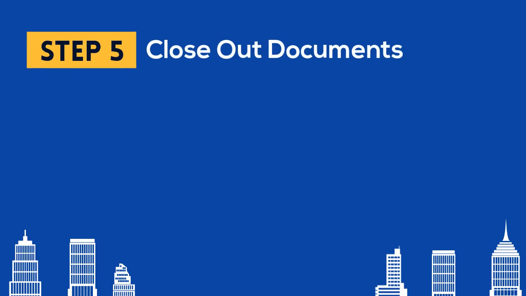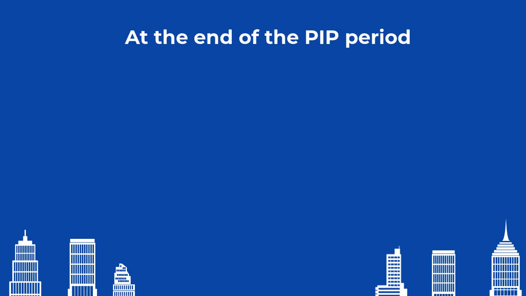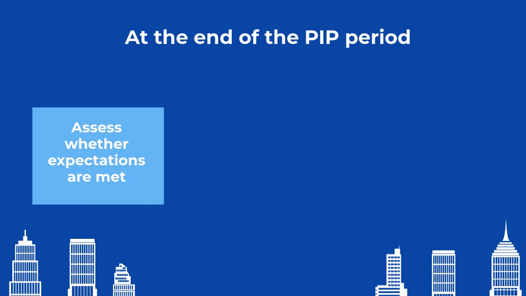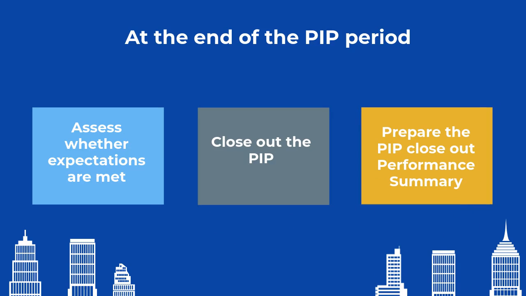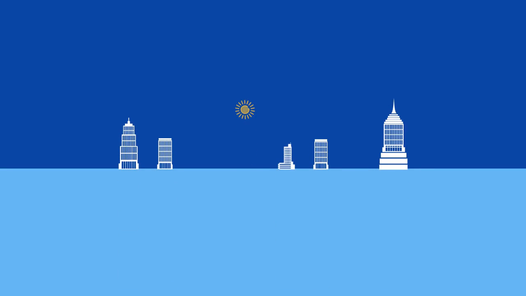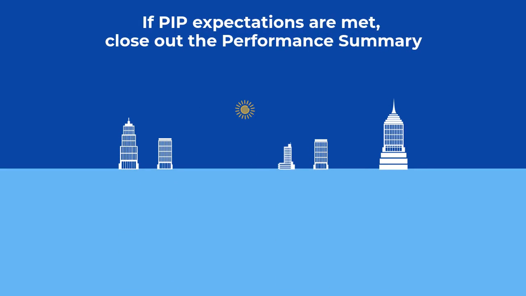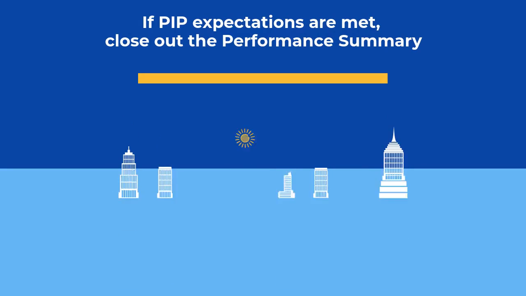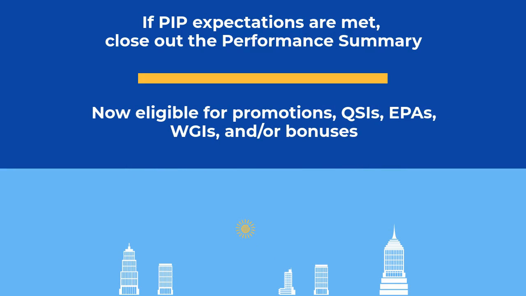Step 5 is to close out PIP documents in PAS. At the end of the 90 calendar day PIP period, the supervisor assesses if the employee's performance meets expectations of their KJEs and performance competencies, closes out the PIP, and prepares the PIP closeout performance summary. If the employee has met PIP expectations, the supervisor initiates the closeout performance summary. The employee is now eligible for promotions, quality step increases, exceptional performance awards, within grade increases, and/or bonuses.